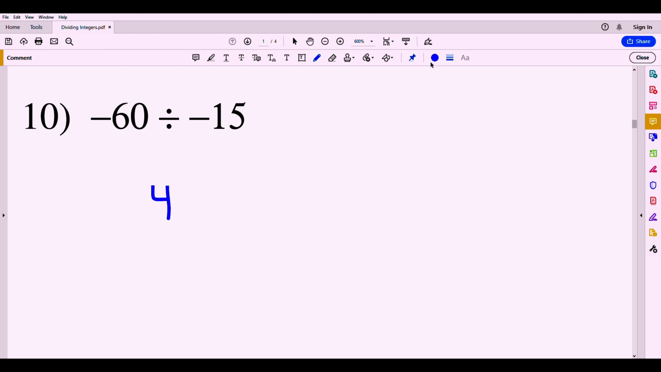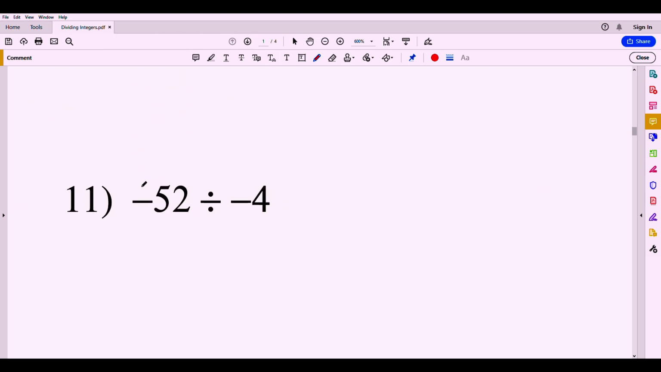And lots of times when working with 60 and 15, I sometimes think about a clock. 15 minutes, 30 minutes, that's a half hour, and then another half hour gets us to 60, so I know there's 4 15-minute intervals in a total of 60 minutes. But that's just one way that I find dealing with 60 and 15 makes it a little bit easier. So positive 4 is our solution in number 10.